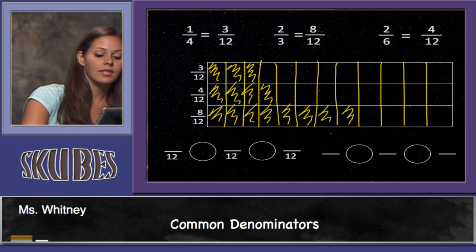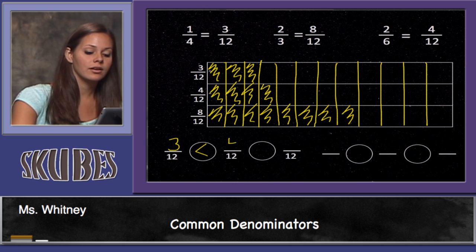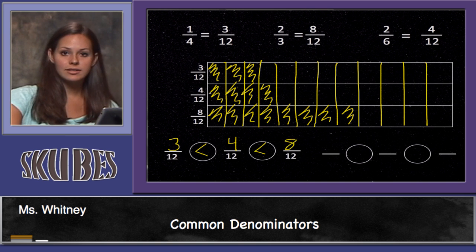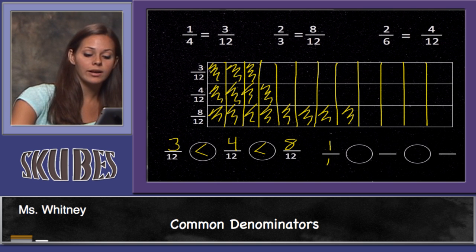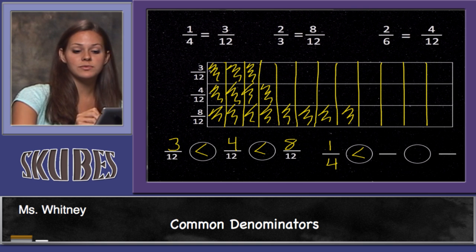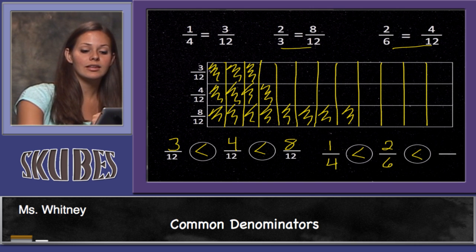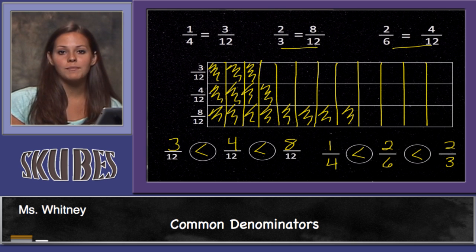I can see that 3/12 is less than 4/12, which is less than 8/12. Now let's use our original fractions. 3/12 was equivalent to 1/4, and I know that's less than 4/12, which is equivalent to 2/6, which is less than 8/12, which is equivalent to 2/3. And this concludes our lesson on common denominators.